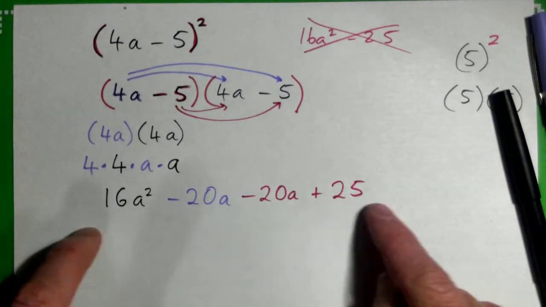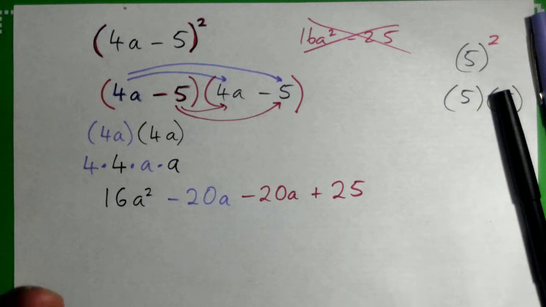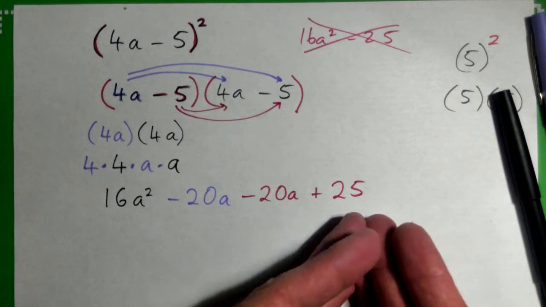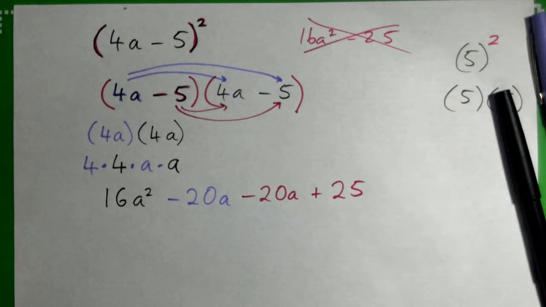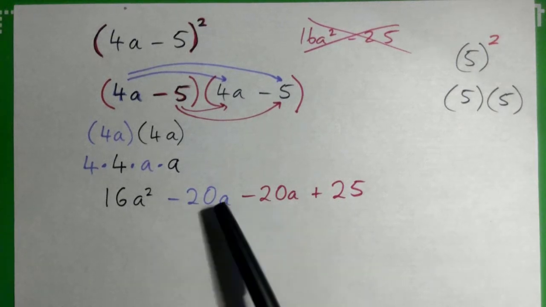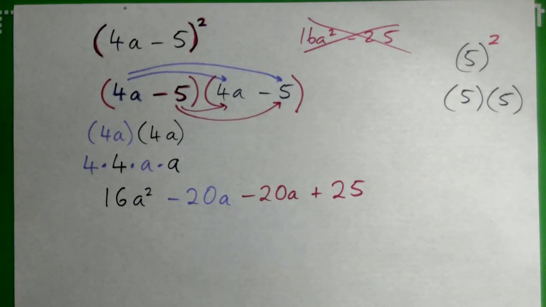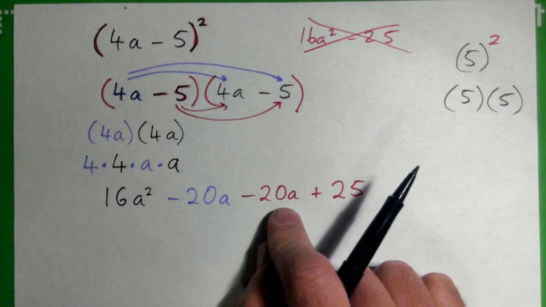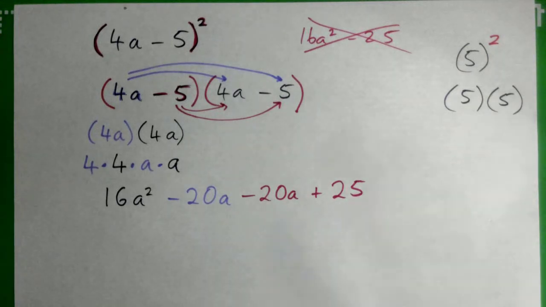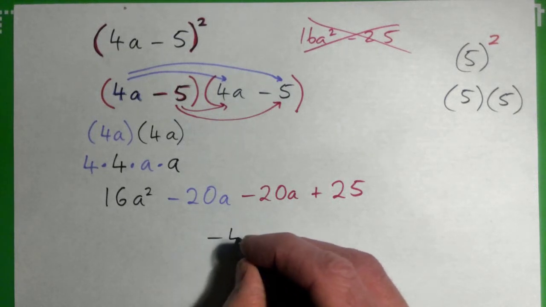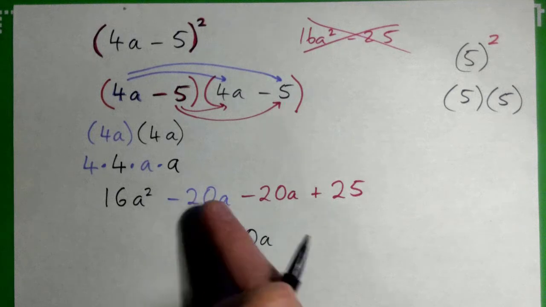Now we have 4 terms here, and we can tidy it up by adding like terms. We have an a squared term, an a term, and a number. Now you can only add or subtract like terms. What are the like terms in this expression? What terms are alike? Yes, you got negative 20a and negative 20a. 20 bad guys and 20 more bad guys. What does that make when I add them together? Negative 40a. Good. 20 bad guys, 20 bad guys, 40 bad guys.